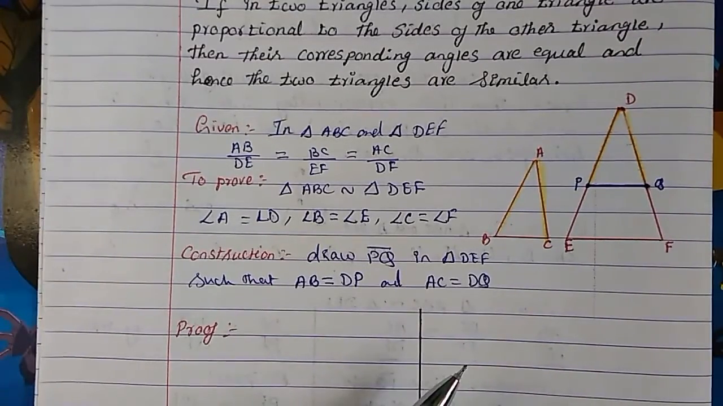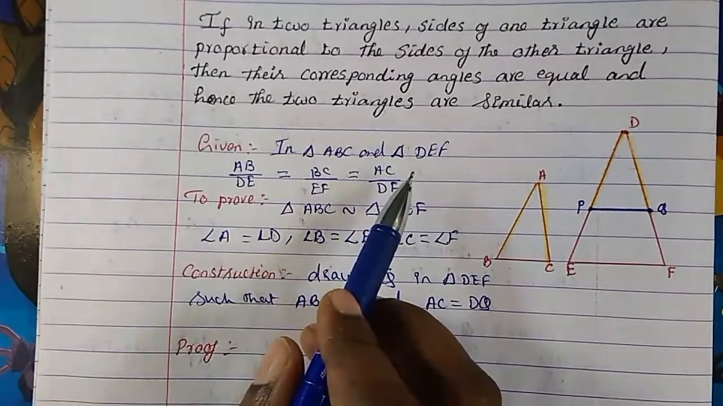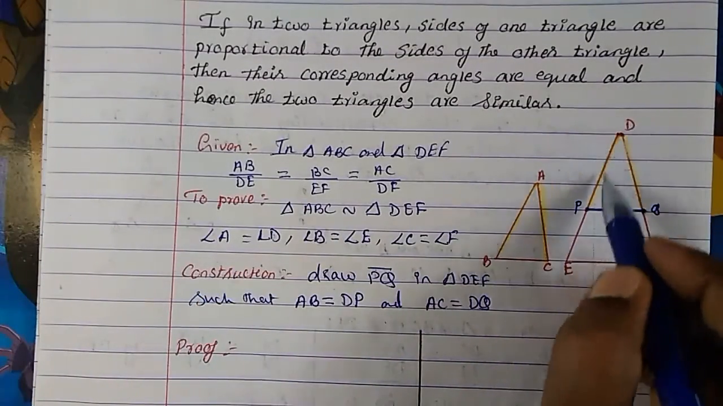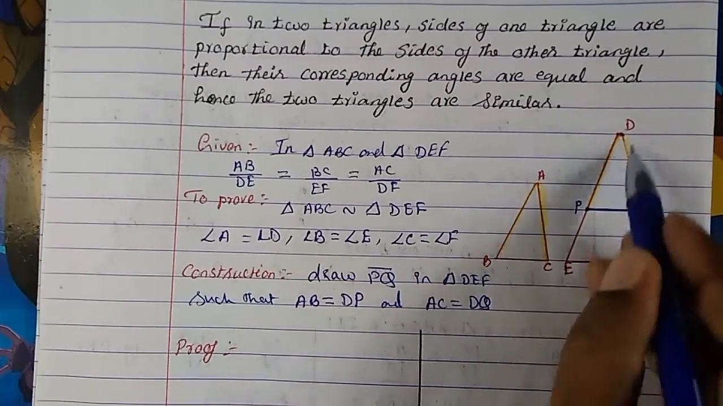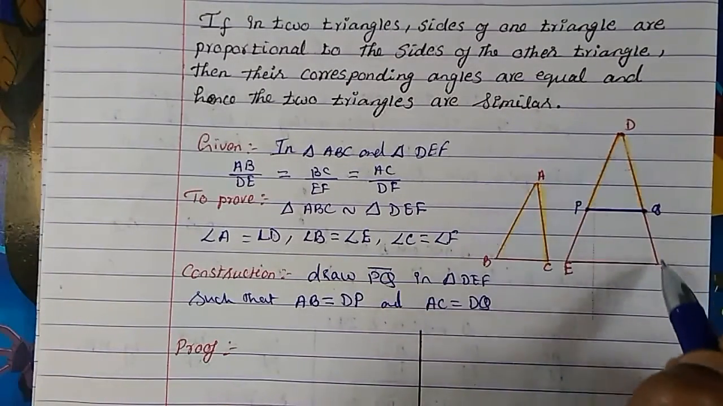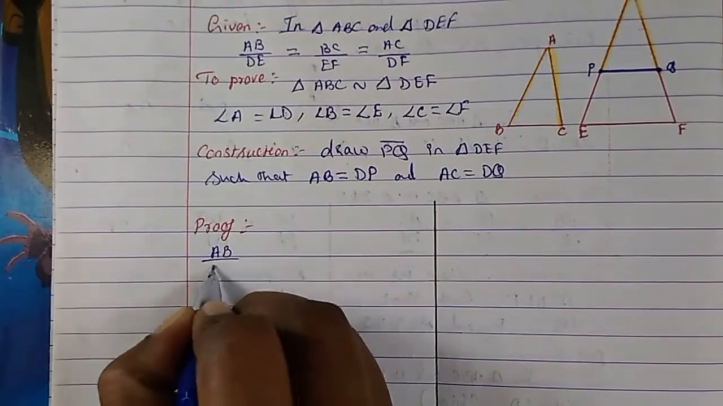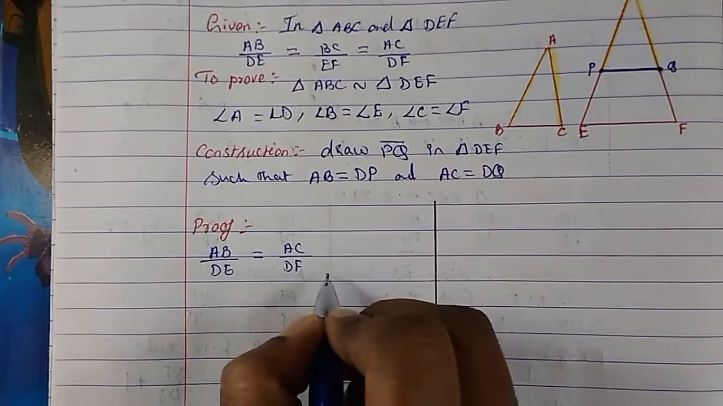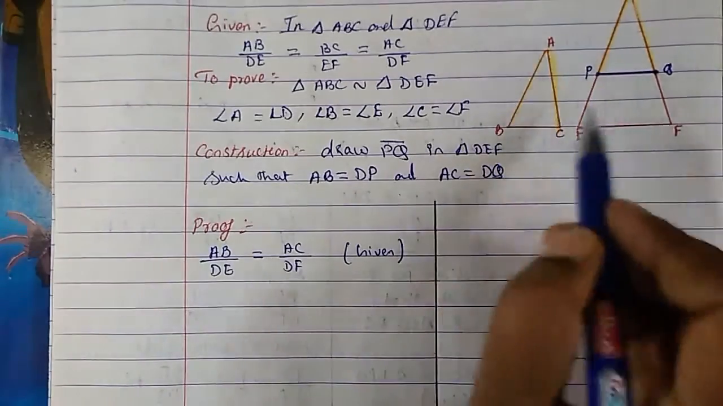Now we go to the proof. For the proof, let's take from what is given. So we take AB upon DE, this side, which is given to us. They are corresponding sides. So AB upon DE, and AC upon DF, this side we take. AB upon DE is equal to AC upon DF. How did we get this? It is given to us. These two ratios are given to us.